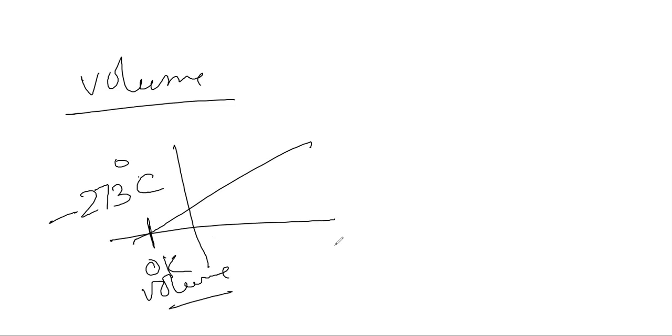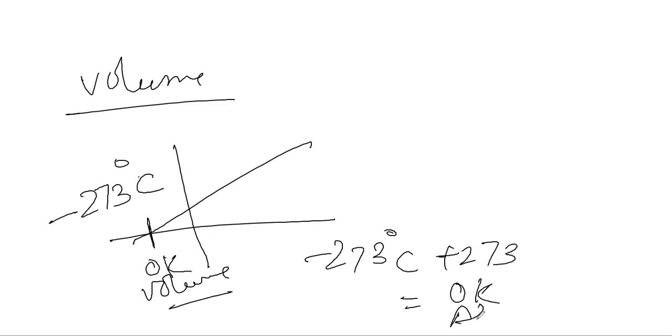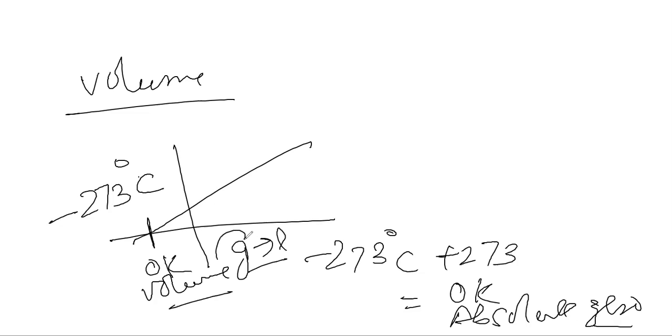So Kelvin will be minus 273 degrees Celsius plus 273. So it comes out 0 Kelvin. This is known as absolute zero. At this temperature, all the gases get condensed, and gas converts into liquid. So we are not studying the property of gas, we are studying the property of the liquid. Okay.